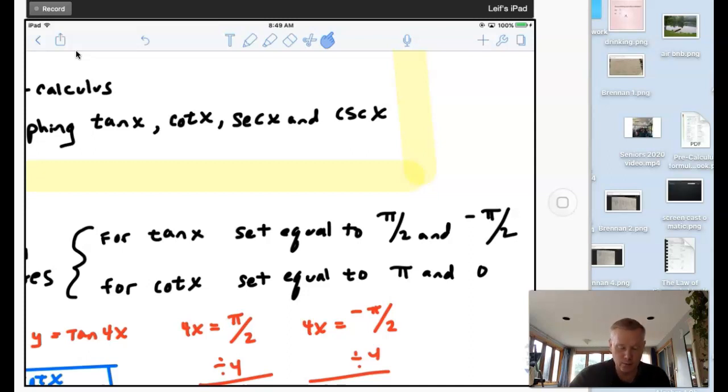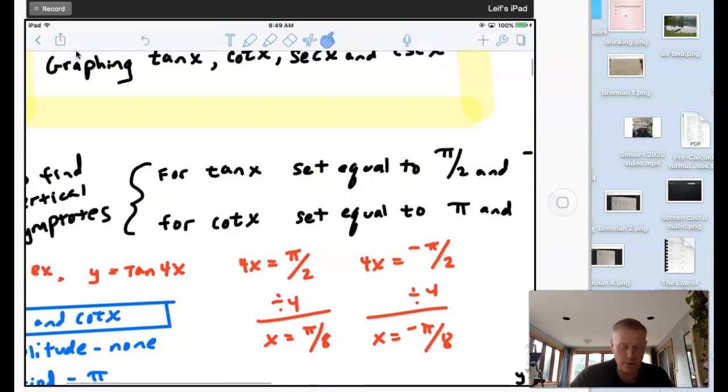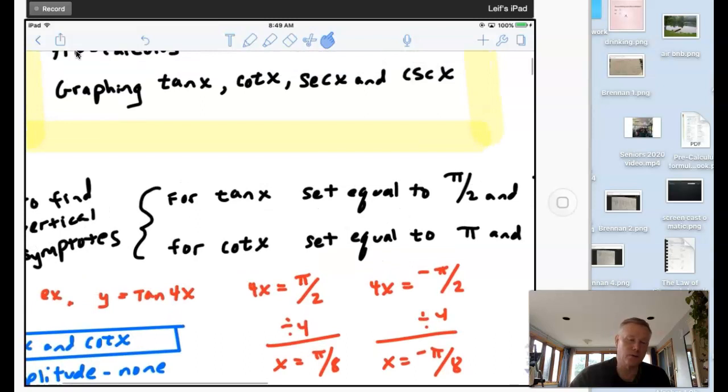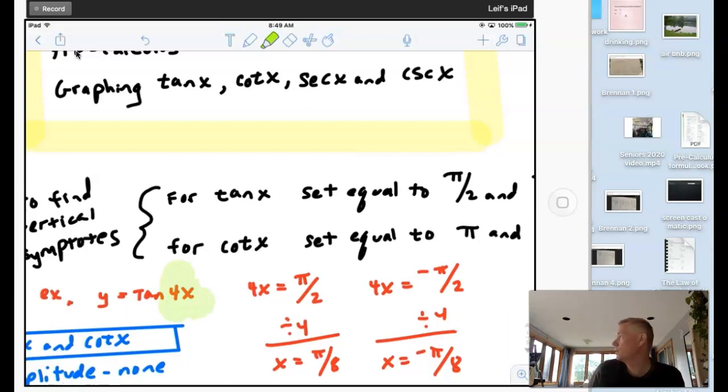Make sure you write that down, please, because that's going to make all of this fall into place rather easily. So in red here, I've got the example. Suppose I had tangent of 4x. We're going to graph that. I take the 4x and set it equal to pi over 2 and negative pi over 2, and solve for x. Here, 4x equals pi over 2, and I divided by 4 to get x alone, and I got pi over 8. Over here, 4x equals negative pi over 2, divided by 4, and I got negative pi over 8. That's how you start anyways, and I'll show you what to do after that.